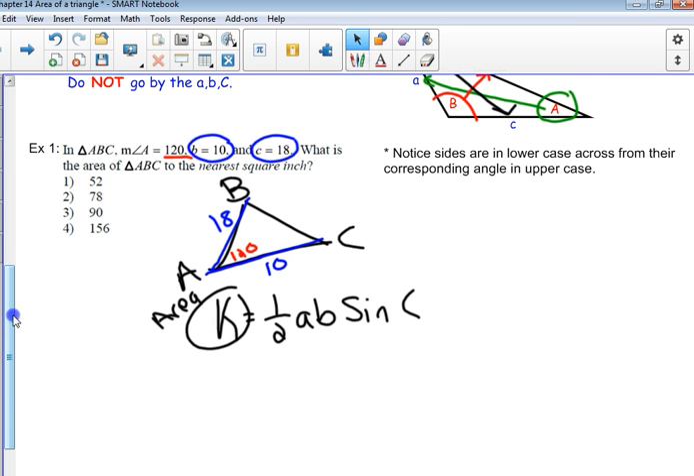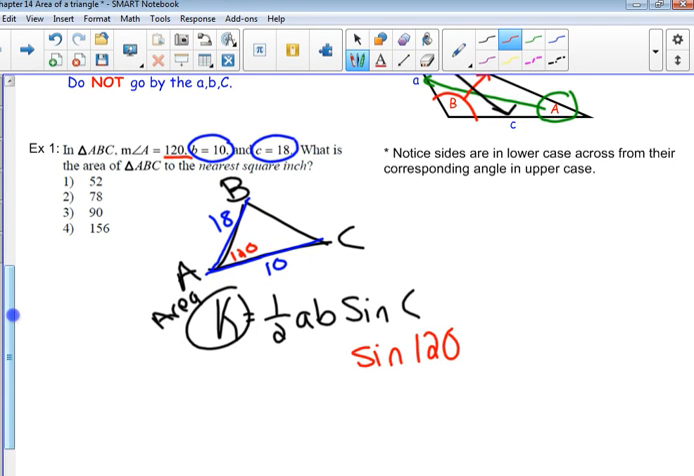Now, remember when I told you guys don't pay attention to A, B, and C? This is why. Because do you have angle C? No. So what we're going to be using is more the idea of where the place is. So C is the angle that you're using. What angle did I have up there? 120. Good job. So this is going to be my 120.